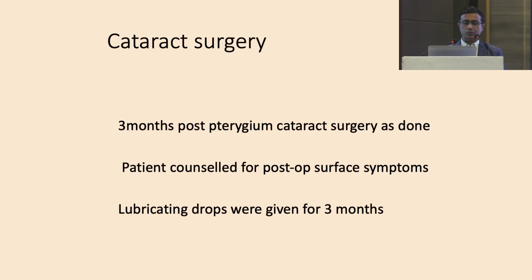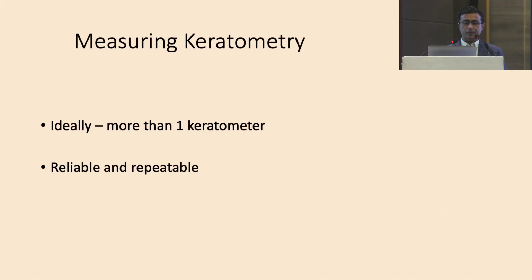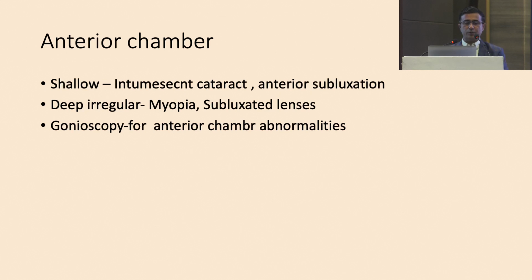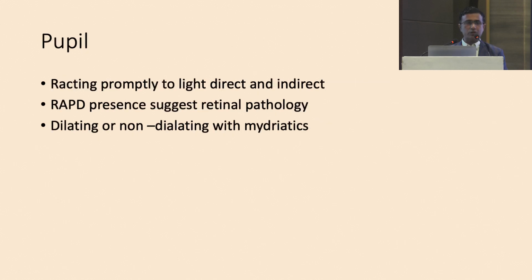The patient was kept on lubricating drops for 3 months because the patient may have a dry surface post-operatively. Now about keratometry. Ideally, you should measure keratometry with more than one instrument, and it should be reliable and repeatable. Anterior chamber is particularly shallow in intumescent cataract and anterior subluxated lenses, and that should be taken into consideration. It may be deep in myopia or subluxated lenses. Gonioscopy: if you find some abnormalities, they should be noted, and accordingly you can modify your surgical steps.